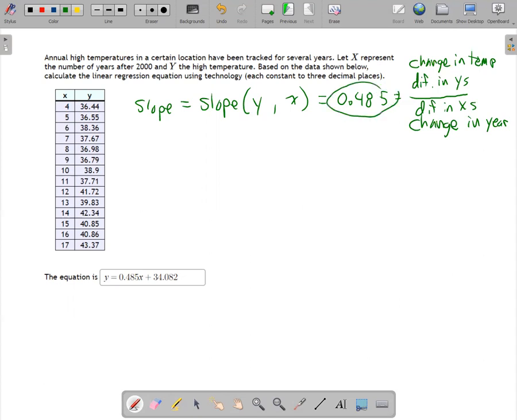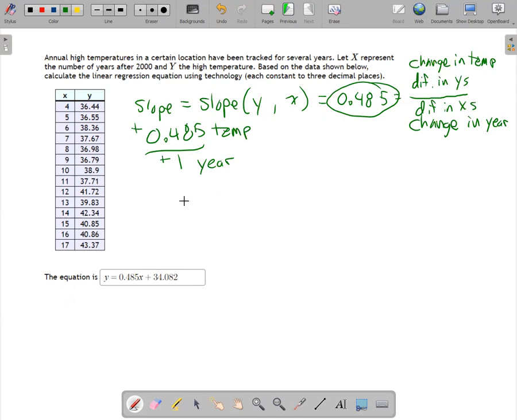And so what I want to do is look at that as a fraction. So 0.485 divided by 1. So that's an increase in 1 year, which gives me an increase in temperature of that much. So what does this slope mean?